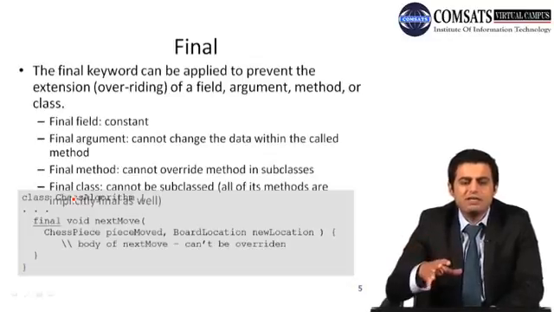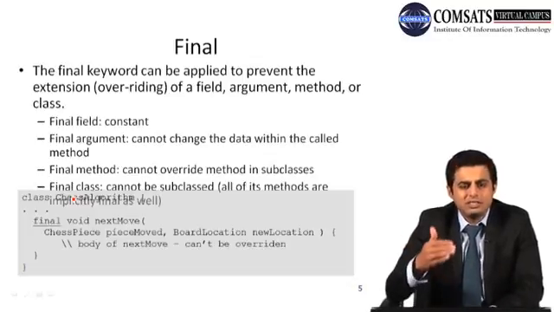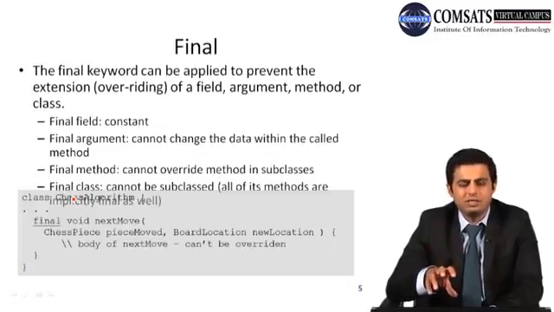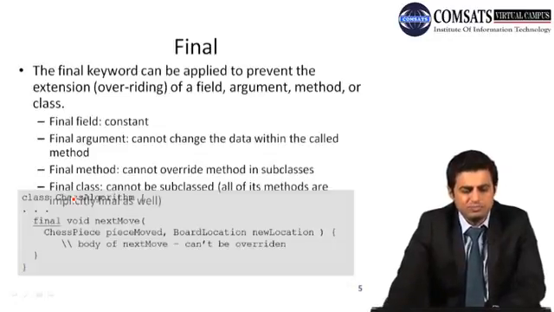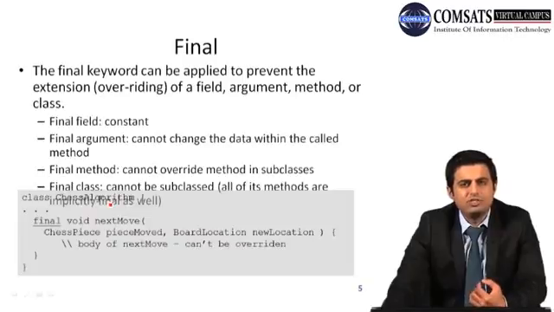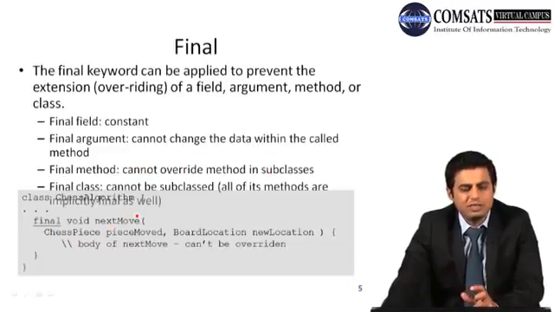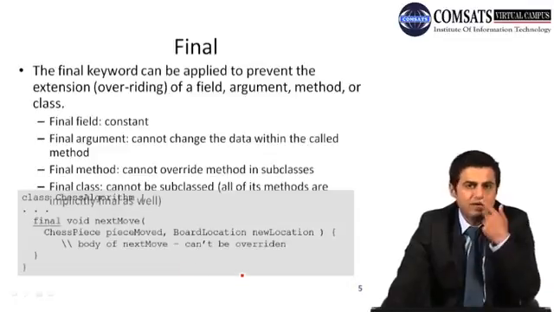So as the name suggests, final means that whatever the condition of this argument, field, method or class is, you should keep it in that condition, and you cannot change its values. Okay, there is an example: you have got a chess algorithm class which provides you a method to play chess. In this you have implemented a next move method. In the next move we have put final with it. By this final, what we are suggesting is that it cannot be overridden in subclasses. So if it has got a subclass, then it cannot override this. So the body of next move can't be overridden.